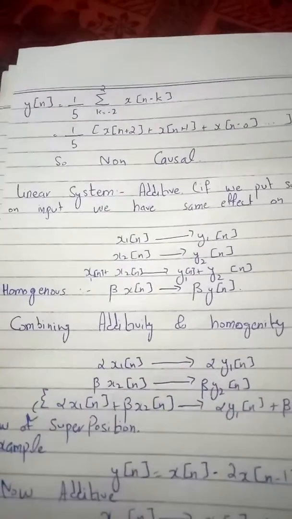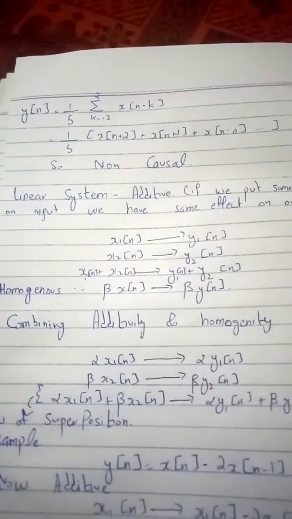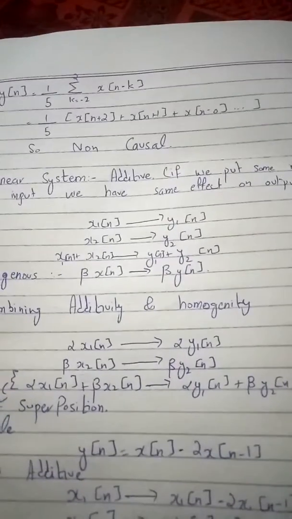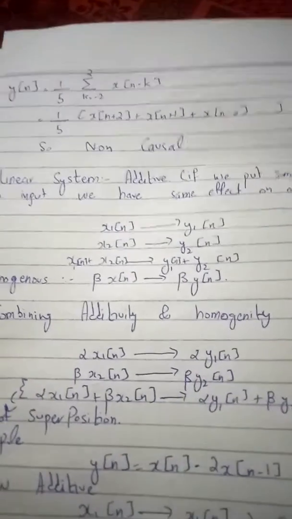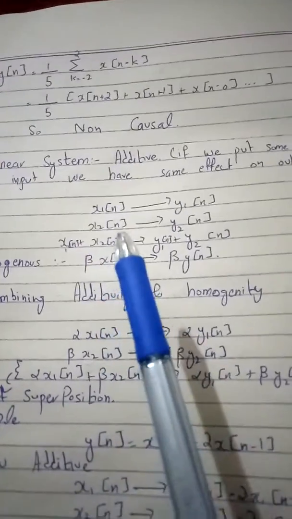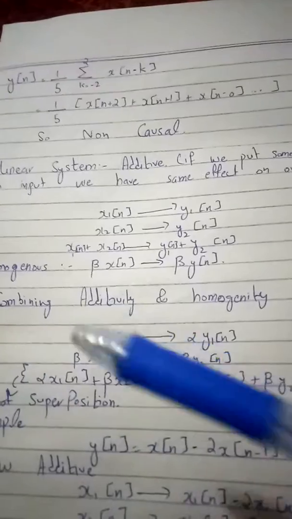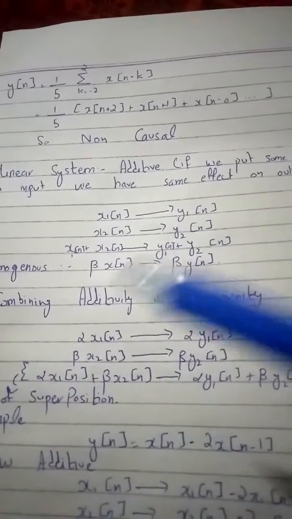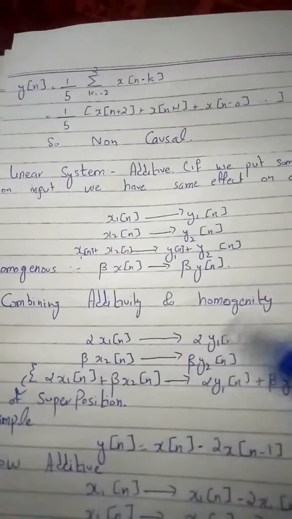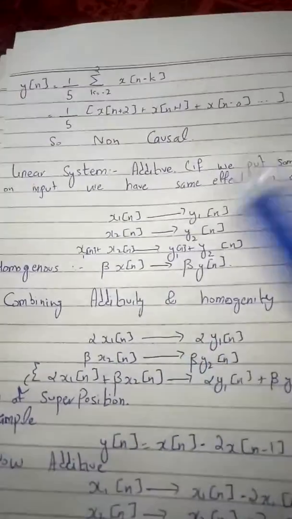Now we will move further toward linear systems. For a linear system, it should satisfy additivity and homogeneity. Now what are the additive and homogeneity properties? We will discuss them further. Now come to the additive property. The additive property is that when we add some effect to the input, we have the same effect applied onto the output, and it has no difference. This is known as the additive property.